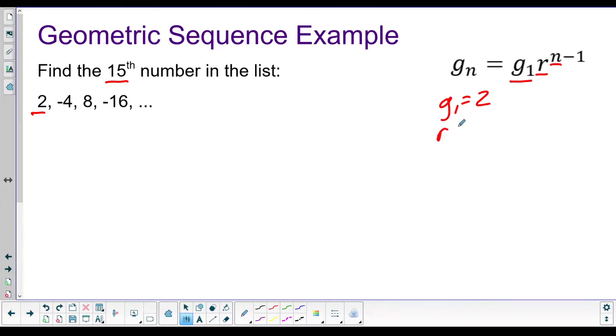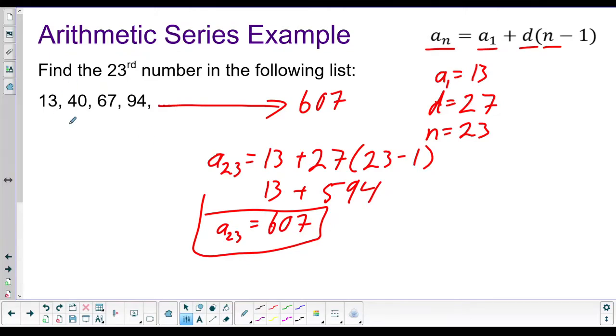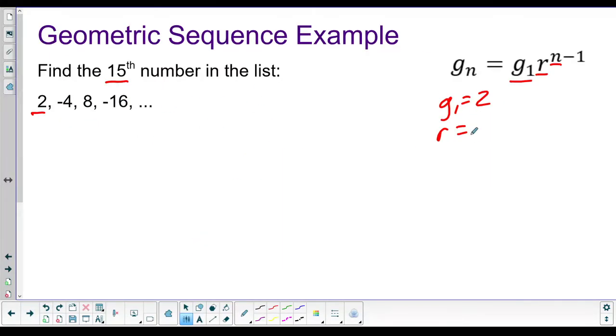And R, we have to find the common ratio. So what we're going to do is divide to find R. Just like we took any number in this list and subtracted the number before it, for a geometric sequence to find R, you're going to take any number in the list and divide by the number before it.